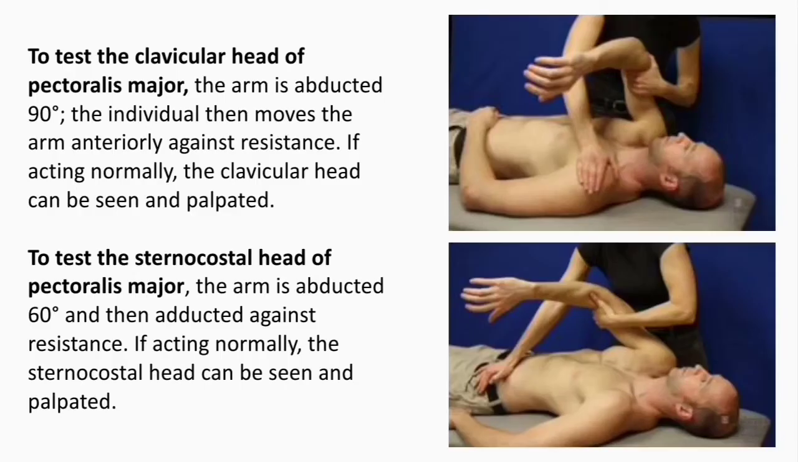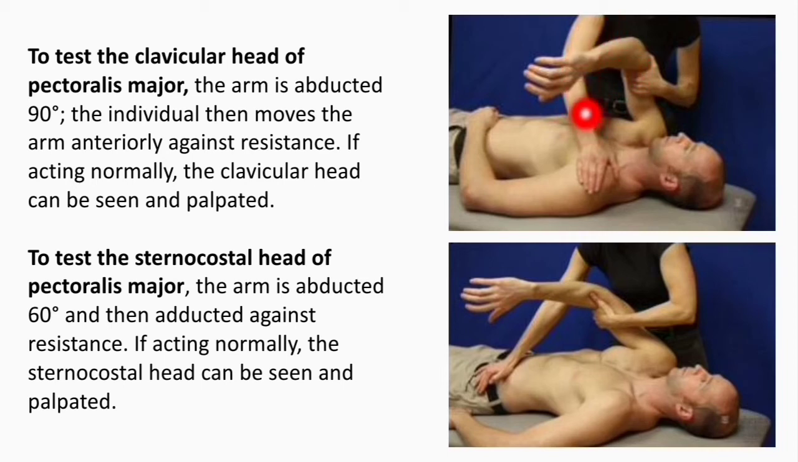Next, a clinical testing of the pectoralis major. Here you can see the testing of clavicular head and the sternocostal head. To test the clavicular head, the arm is abducted to 90 degrees. Here you can see the 90 degrees abduction of arm, and it is adducted against a resistance.